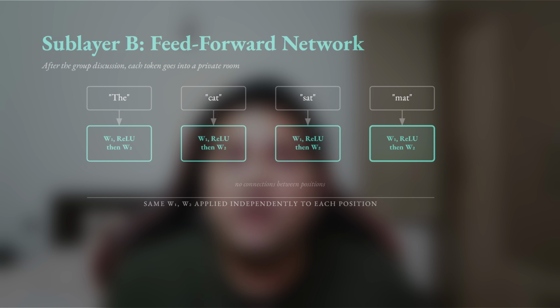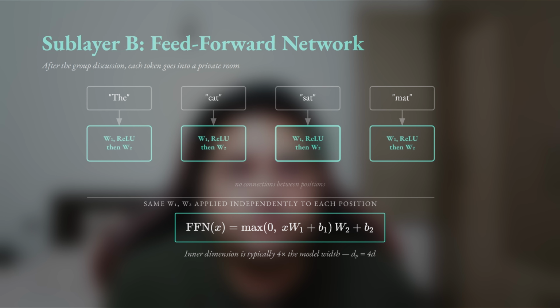Position-wise means applied to each position separately. That's what this is doing. The label at the bottom says the weights W1 and W2 are the same across all positions. The network does not have separate weights for "the" versus "cat" versus "sat." The same transformation function is applied to every token, but it is applied independently, not jointly. This is the key distinction. Shared weights, but no shared computation. Position-wise is the precise term here.